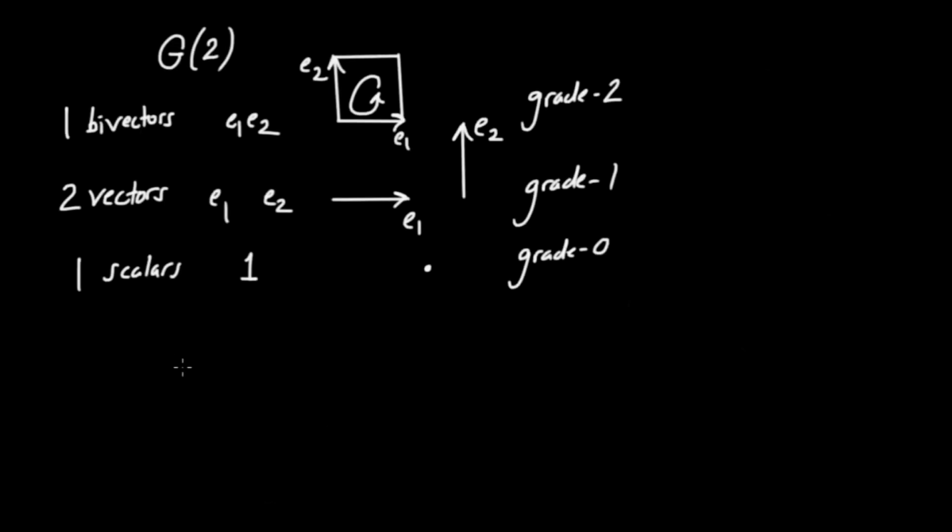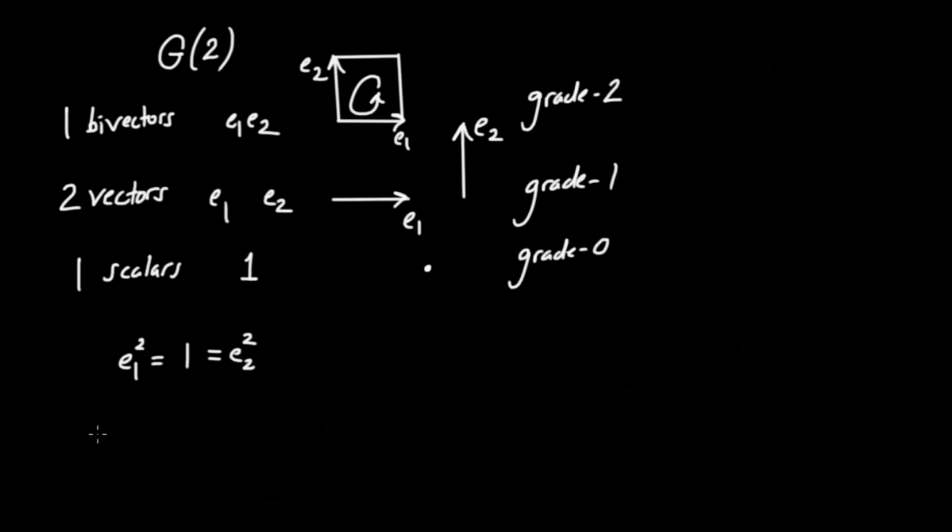Let me remind you of a couple important computations. Let's consider the square of e1. Remember, the square of a vector in the geometric product is the length squared. The length of e1 was 1, so e1 squares to 1. For the same reason, e2 also squares to plus 1. So that's the first type of computation I'd like you to recall.